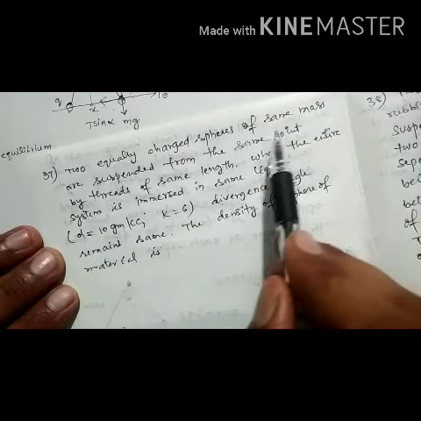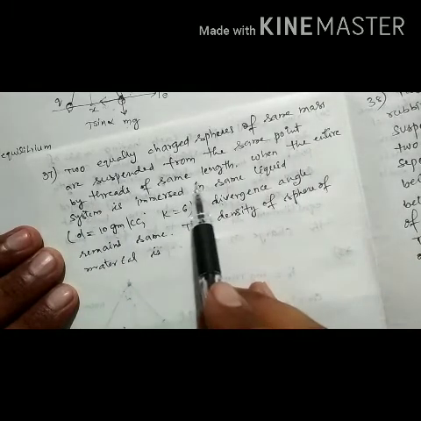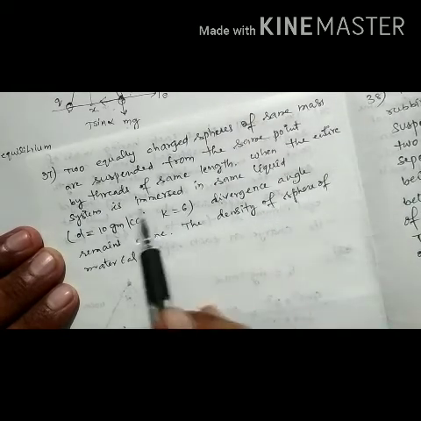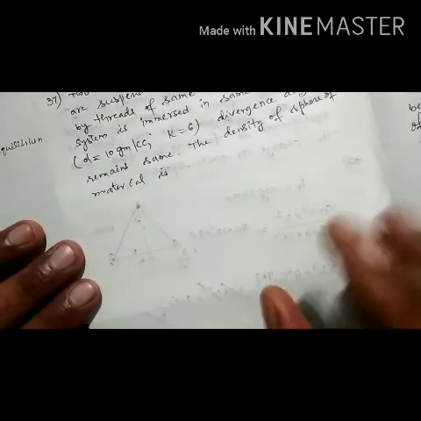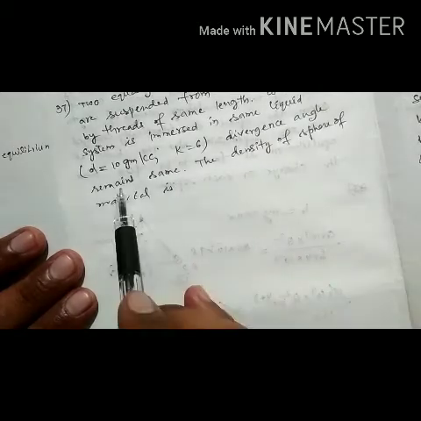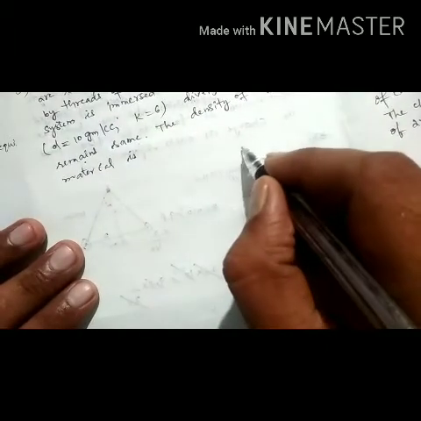Two equally charged spheres of the same mass are suspended from the same point by threads of the same length. When the entire system is immersed in a liquid, the divergence angle remains the same. What is the density of the material of the spheres? So here this is somewhat different. I will explain some new concept here.